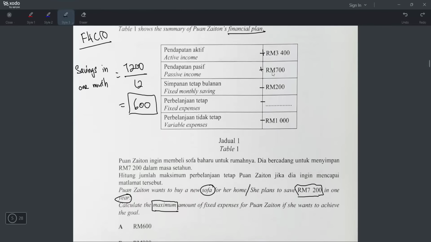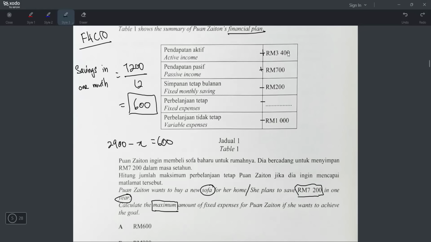Okay, so what you can do is you find out how much she can save after deducting all the expenses. So what I will press now, I'll press 3400 plus 700 minus 200 minus 1000. So let's press now. 3400 plus 700 minus 200 minus 1000. Okay, my calculator gives me 2900. But of course, this 2900 hasn't been minused with the fixed expenses. So I have to minus X first. Yeah, I have to minus X first. Okay, then only I will get 600.